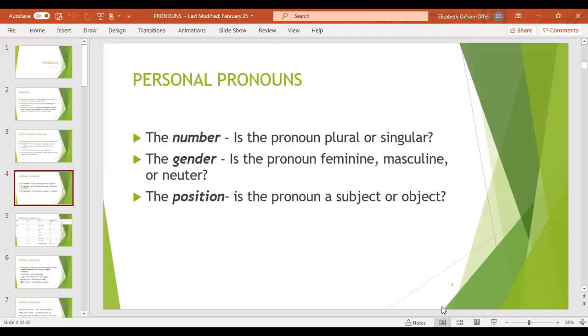A personal pronoun can also give us information as to the number of people. So is the pronoun plural or singular? It also gives you the gender. Is the person talking feminine or masculine, or neuter if it's an animal or a thing, like an object?